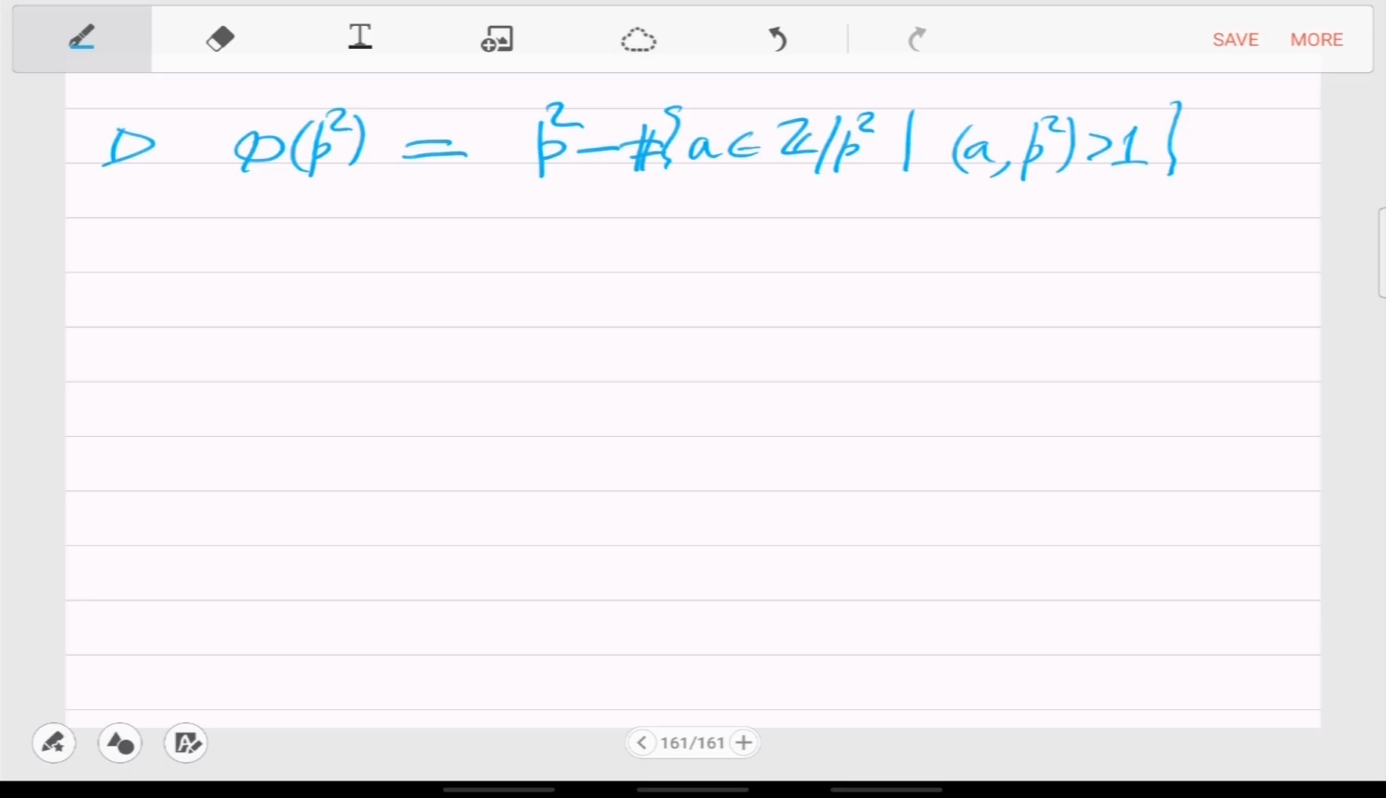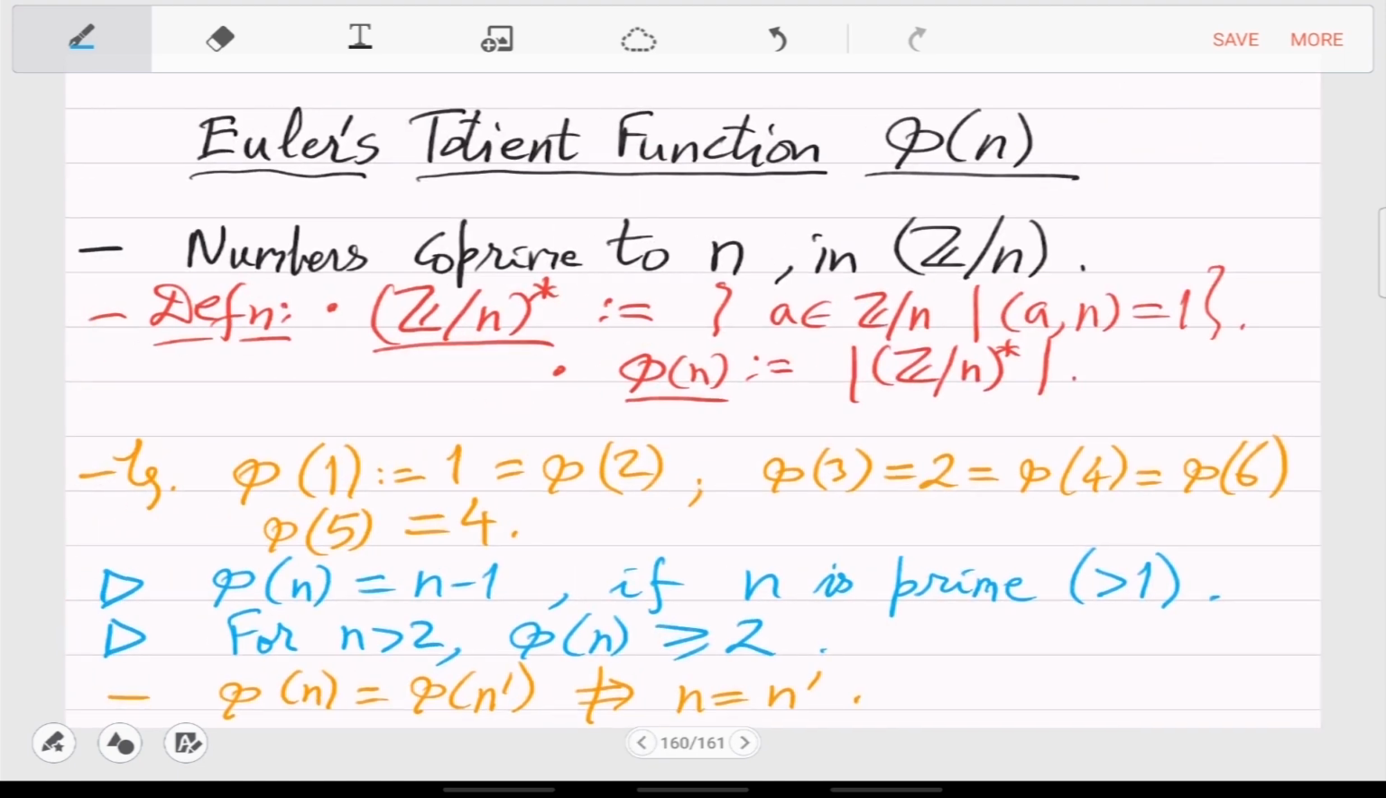In our case, n is a square of a prime number. What is now that count? How many a's are there which share a factor with p square? So you show that they have to be multiple of p. And how many multiples of p are there? That's p, right? So phi of p square is p square minus p, which is what we saw for phi of 4, right? So that's 4 minus 2.